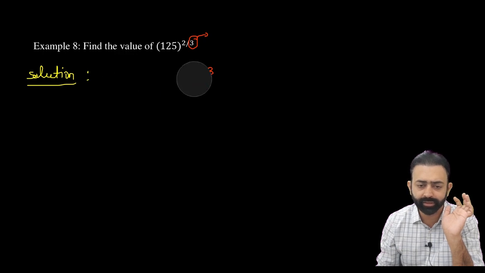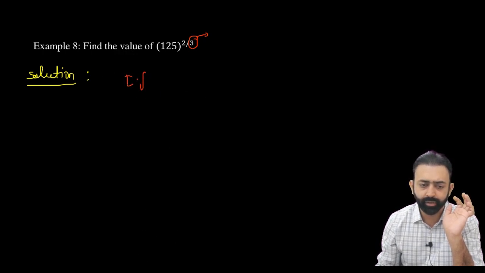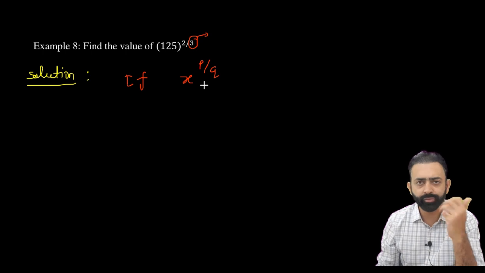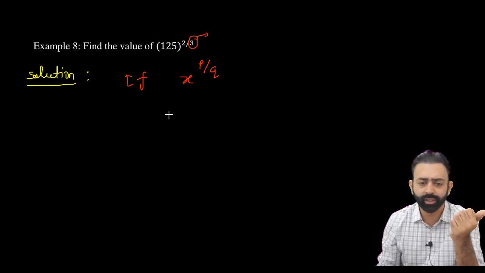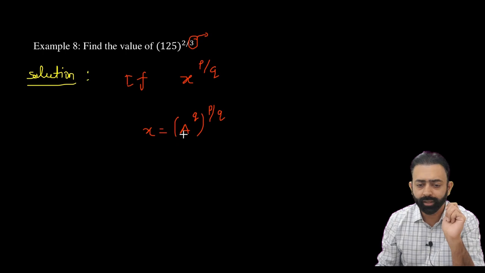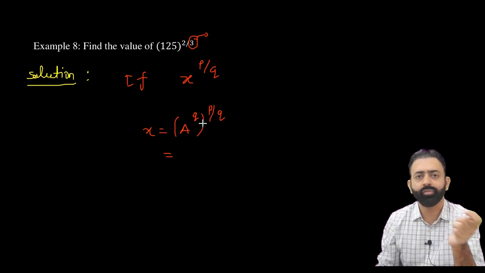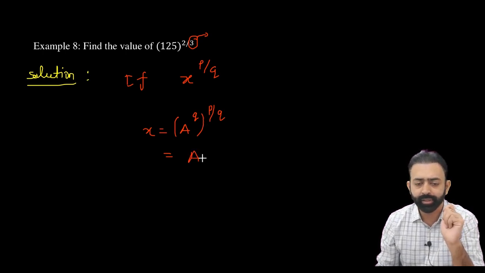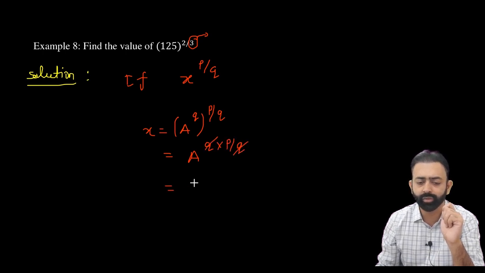If we have to generalize this result, if we have x raised to power p by q and we need to evaluate this, I should write this x as some number a raised to the exponent q, and then apply this p by q so that this q gets cancelled out. How will it get cancelled out? By applying the law that exponent of exponent gets multiplied. This will be written as a raised to power q into p by q. So you can cancel this q with q, and you will get a raised to power p.